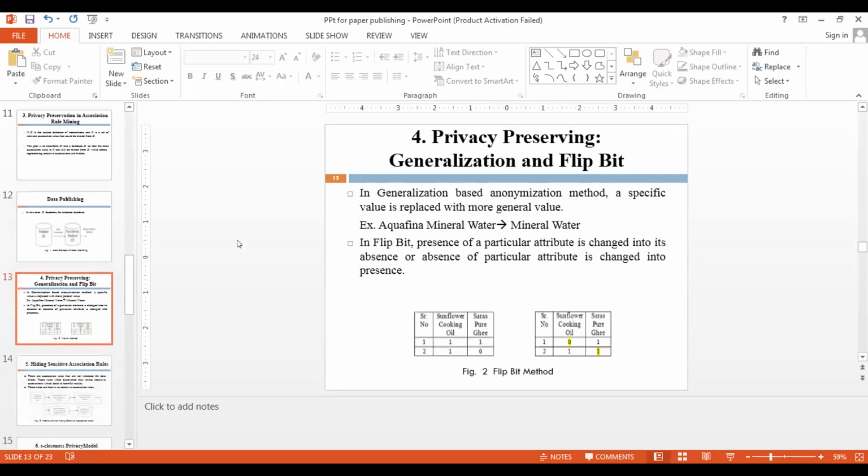Now the other is privacy preserving generalization and flip bit. In generalization, we will change a term with a more general word. Suppose, for example, I have explained that Aquafina mineral water is there. That can be changed to mineral water. That means we can use generalization terms.